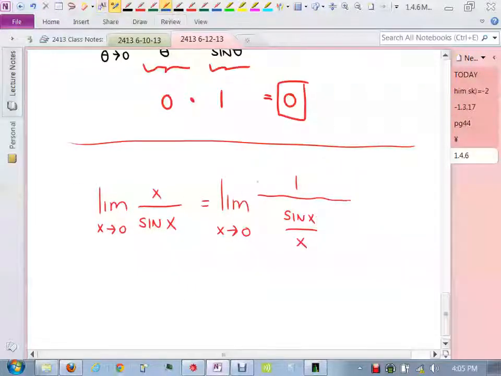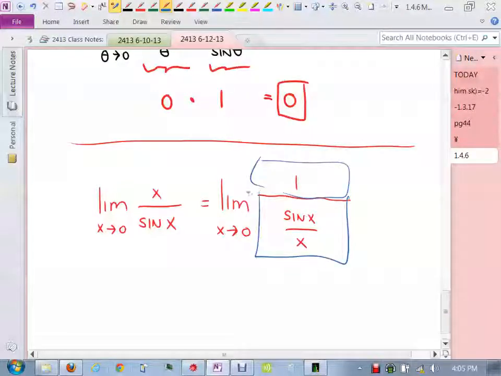And then there was a property of limits that said if I'm taking the limit of a fraction, top and bottom, I can do the limit on top and bottom separately. What's the limit of 1? Just 1. What's the limit of the bottom one? 1 again. Right? This one is the junk over junk. So you get 1 over 1.